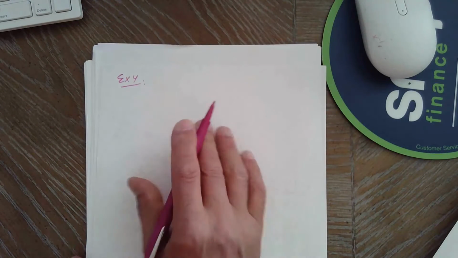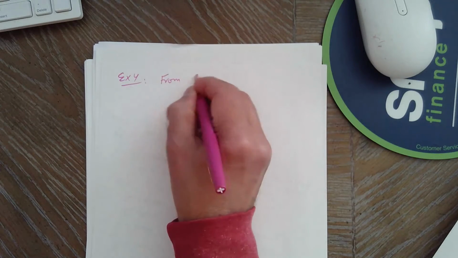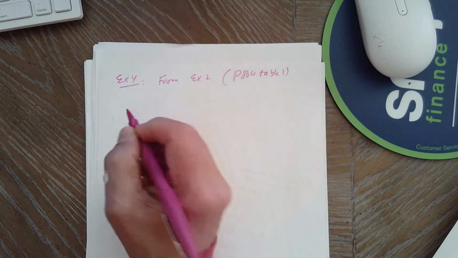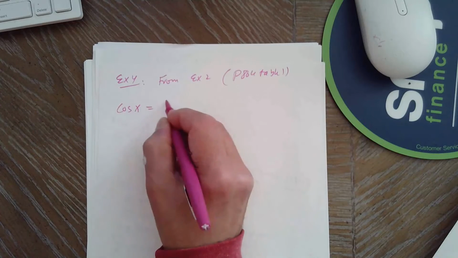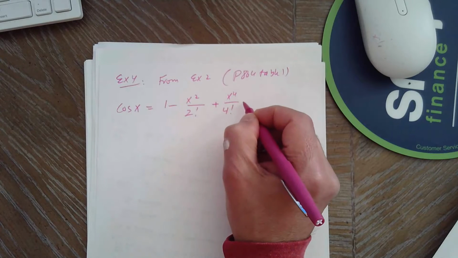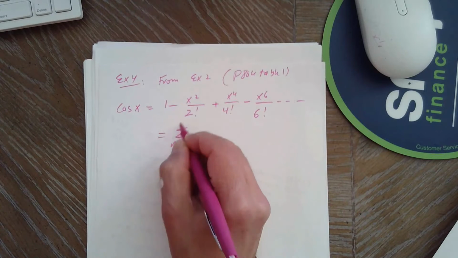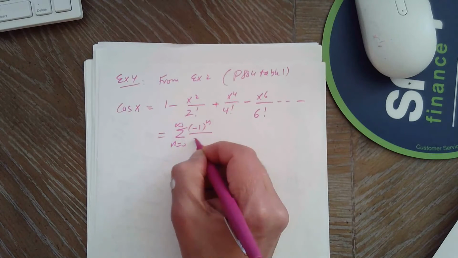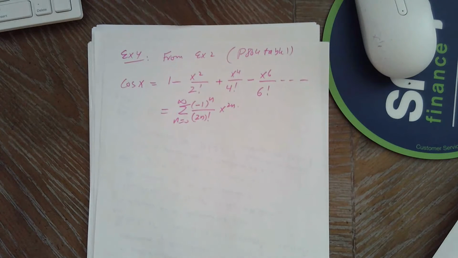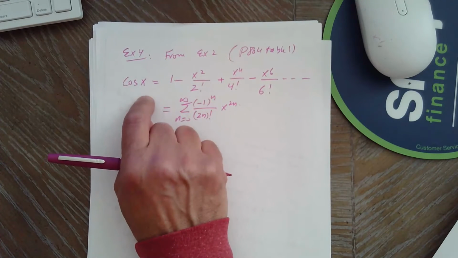In example 2, we derived the Maclaurin series for f of x equals cosine x. Actually it's on page 804, table 1, but I did it in example 2. We had cosine x is 1 minus x squared over 2 factorial, plus x to the 4 over 4 factorial, minus x to the 6 over 6 factorial, which is the sum from n equals 0 to infinity of negative 1 to the n over 2n factorial, x to the 2n. So we proved that in example 2. The question is, can we prove that the series does converge to cosine x?